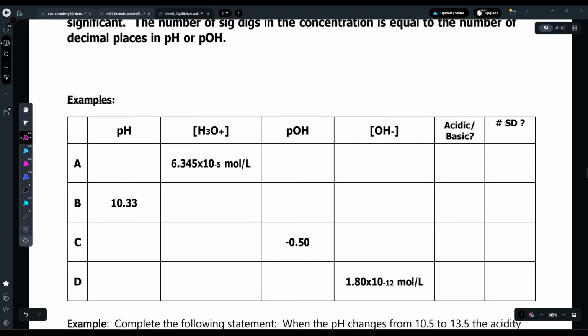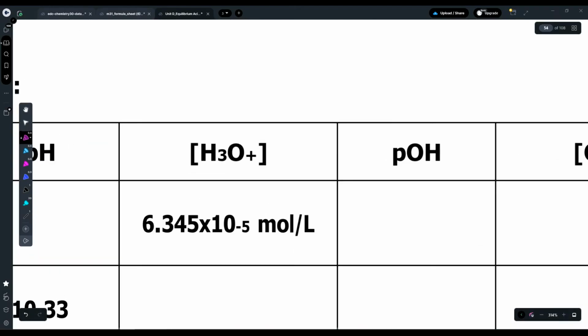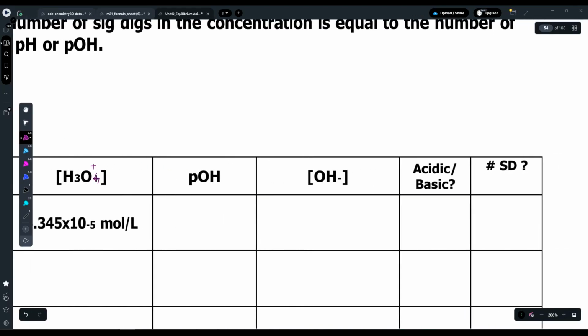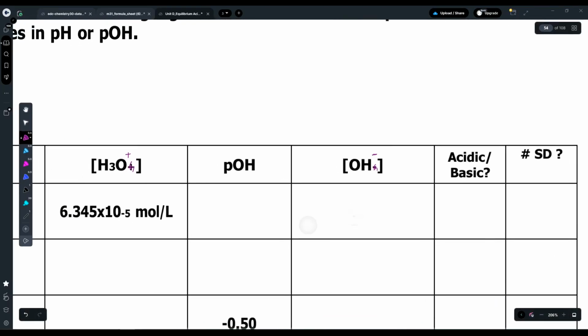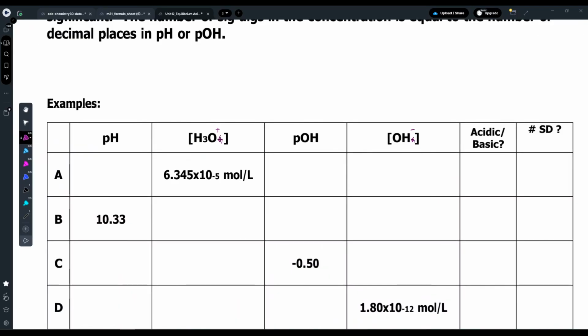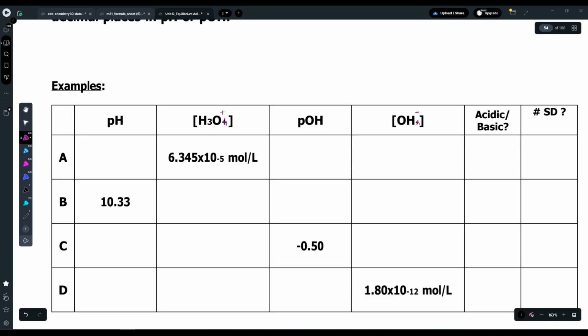Okay, so we've got a few examples here of calculating pH, the concentration of hydronium ions. This plus should be superscript because it's a charge. Same with the hydroxide ions, the negative should be superscript because it is representing the charge. So for the example here, we're supposed to be calculating pH, the concentration of hydronium, pOH, and hydroxide ions, then determining if the substance is acidic or basic, as well as the number of sig digs.